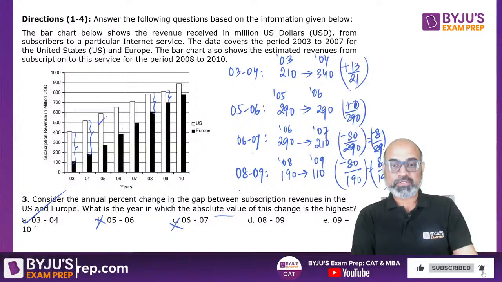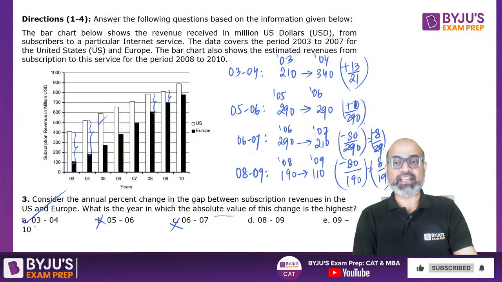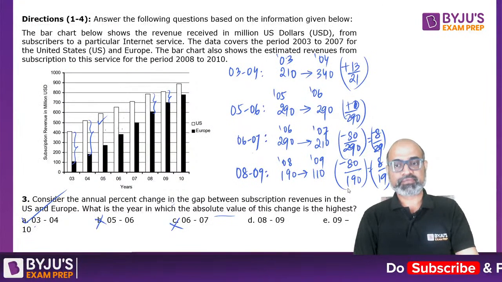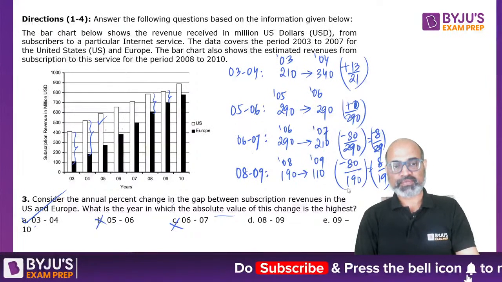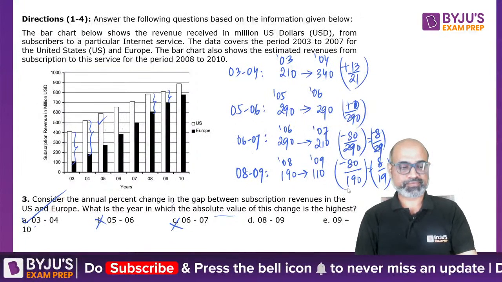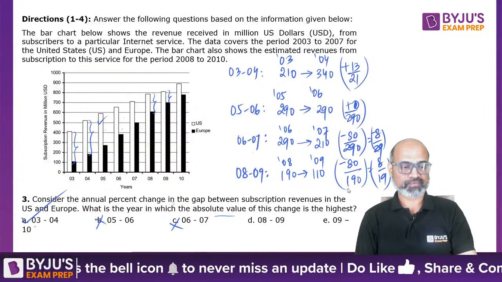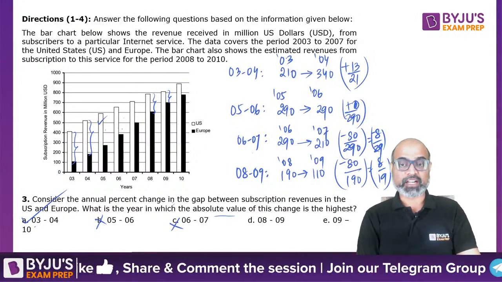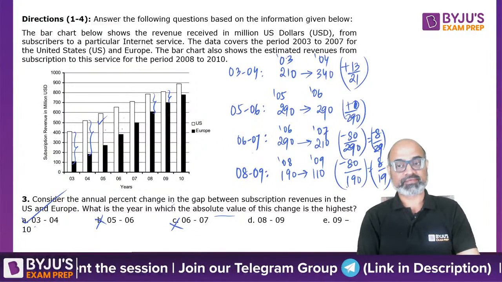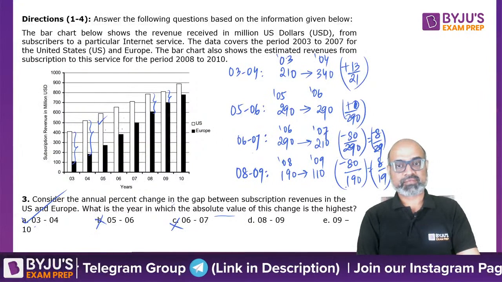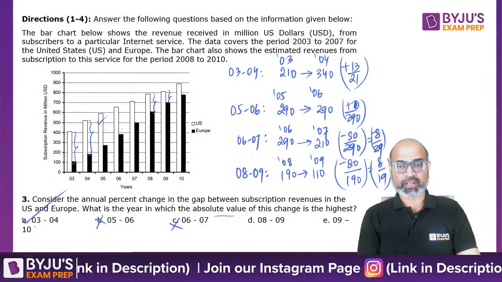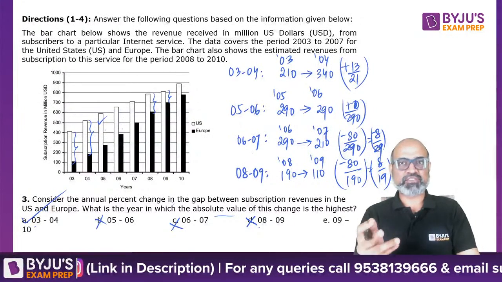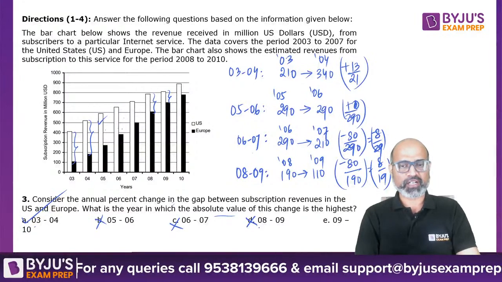Now, between 2003-4 and 2008-9, is 13 by 21 the larger value or 8 by 19 the larger value? Which one is the larger value? 13 by 21? See, 21 is the denominator, 13 is the numerator. Can we say it's more than 50%? Compare with 50%.